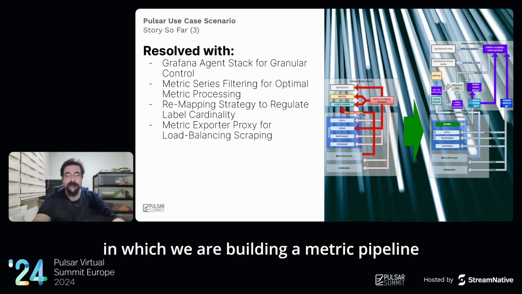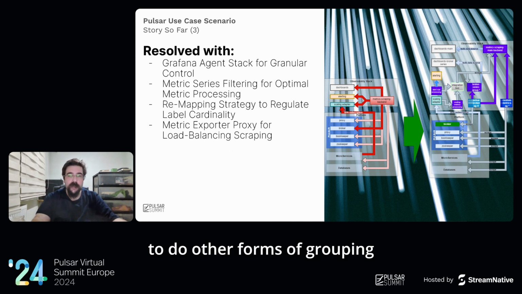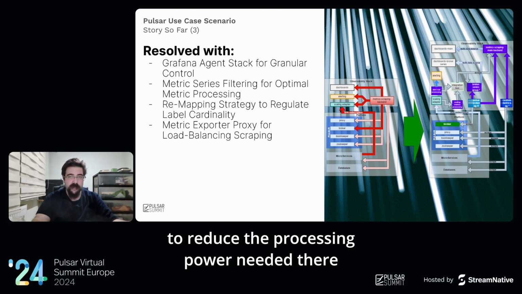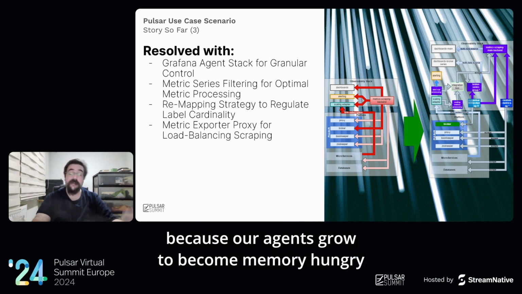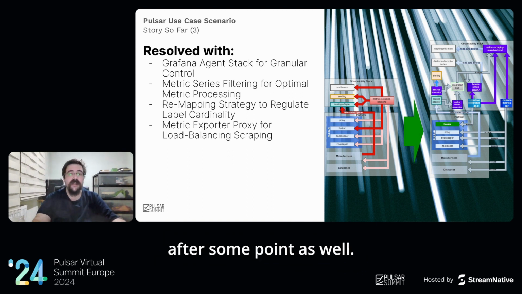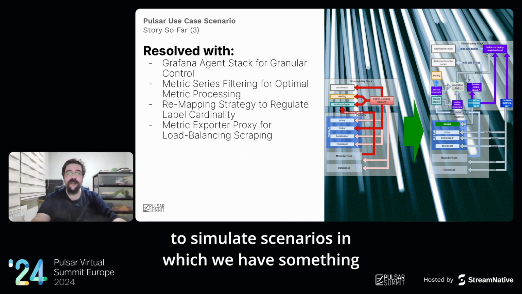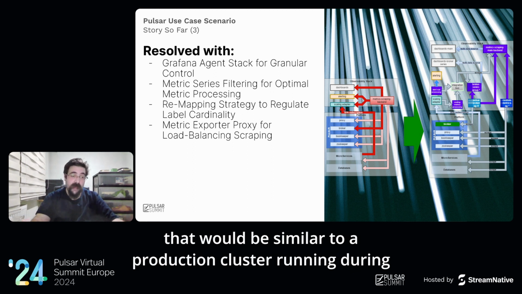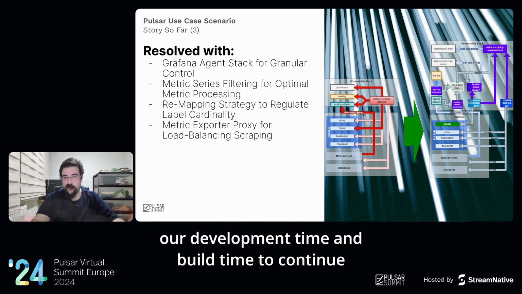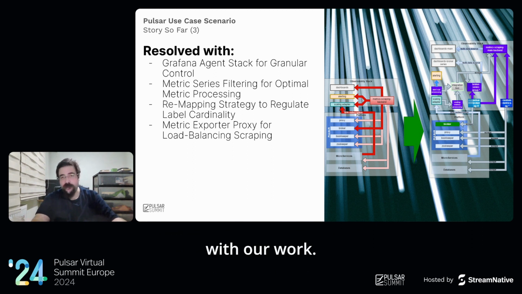Now, we are continuing to extend our implementation: we are building a metric pipeline to do other forms of grouping to reduce the processing power needed, because our agents grow to become memory hungry after some point as well. And going forward, we need to be able to simulate scenarios similar to a production cluster running during our development time and build time, to continue on with our work.